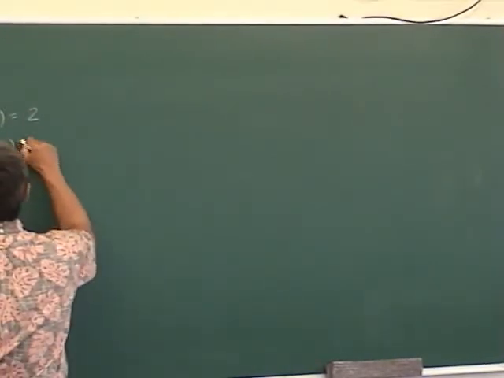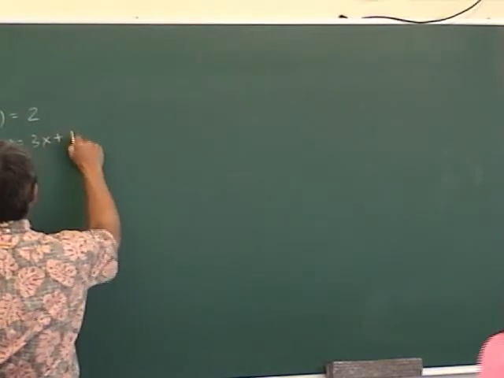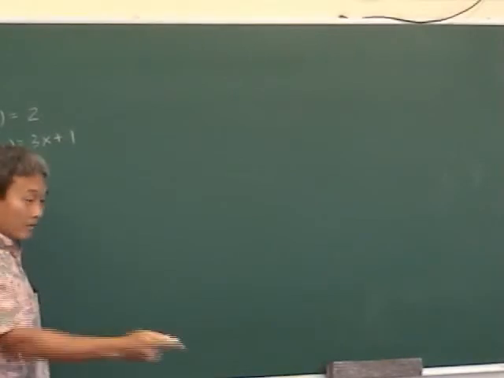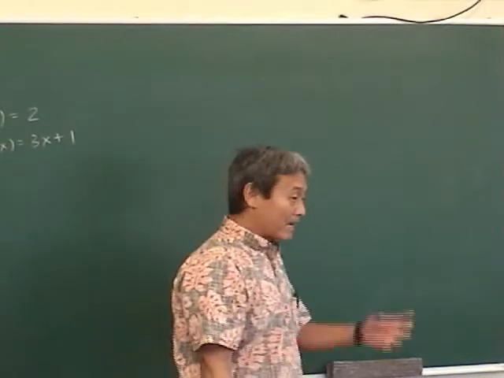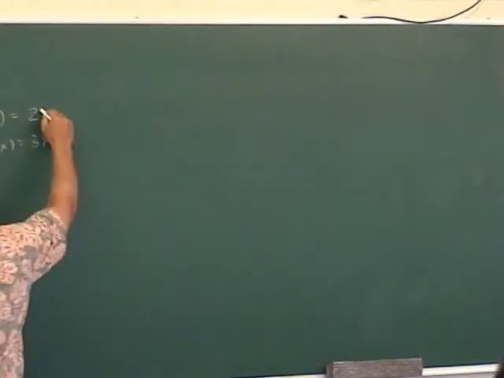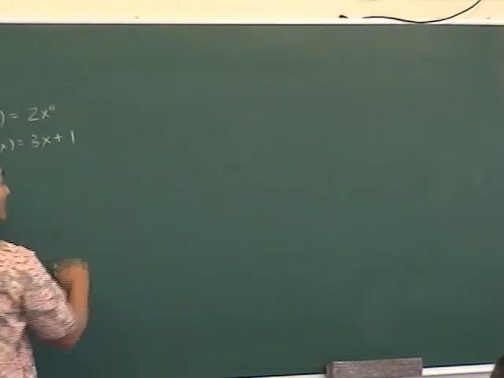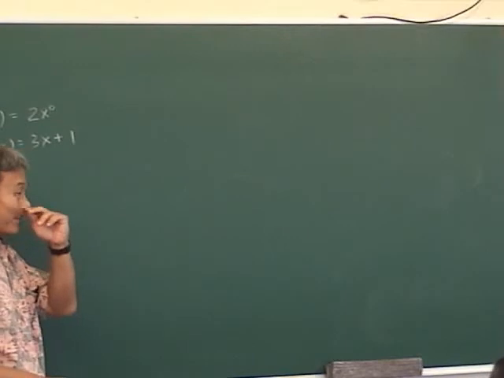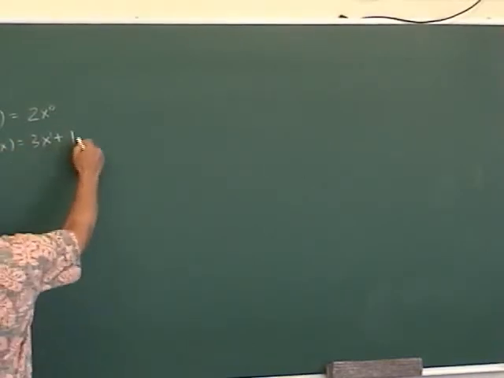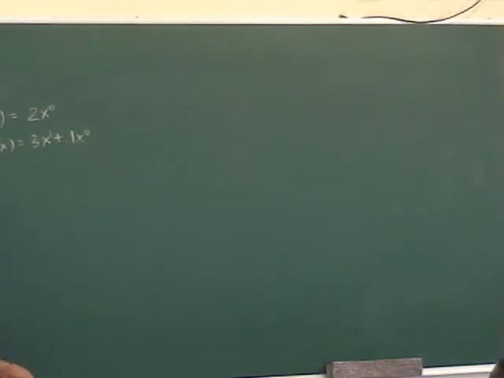F of x. Okay, what about 3x plus 1? Yes, that's a polynomial. Look at the notes. Anytime you have x to whole number powers, that's a polynomial. See, isn't this like x to the 0? 0 is a whole number, right? So that's a polynomial. This is to the first power, that's to the 0 power, so that's a polynomial.